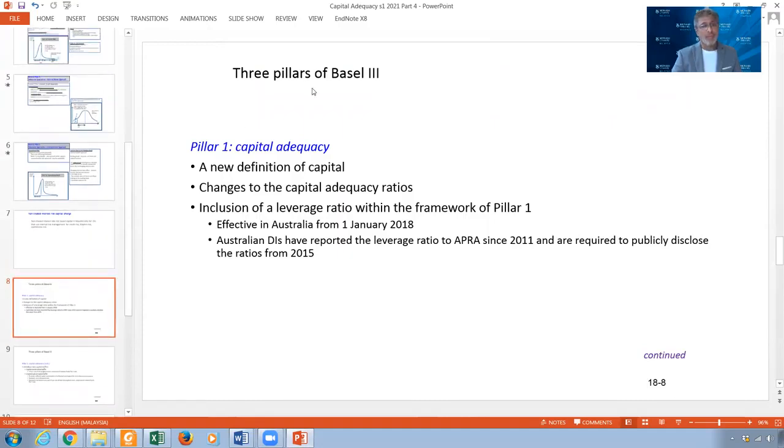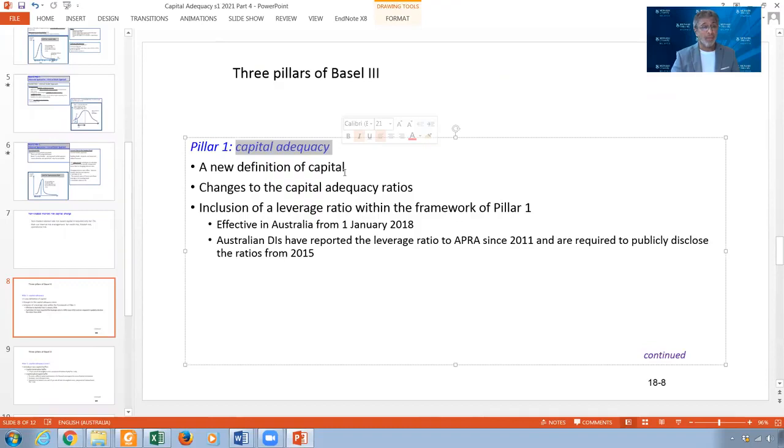Now, I think we are done with this. Just to recap what we have said: Basel III has 3 pillars. The first pillar is the capital adequacy requirements, whether we are using the internal model or the standardized model. If we are using the standardized model, there is a new definition for capital. We have to change the capital adequacy ratio and include leverage ratios within the framework of Pillar 1. So this is also included. This is what Pillar 1 is doing.